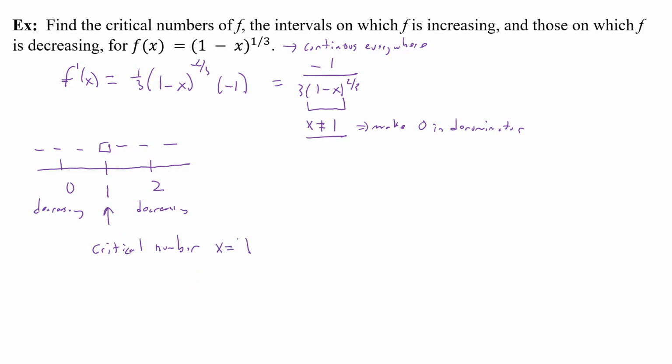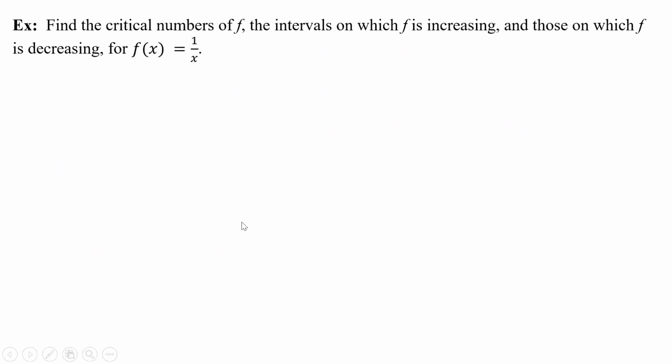All right, let's do another one. It says find the critical numbers of f, the intervals in which f is increasing, and those on which f is decreasing, for f of x equals 1 over x. Well, let's rewrite this because we know it's easier to have values as exponents. And so now we can find f prime of x easily. It's going to be minus 1 times x to the minus 2, or minus 1 over x squared.